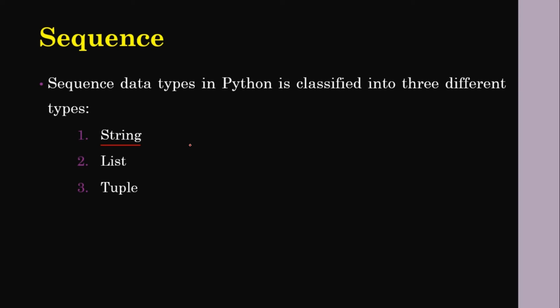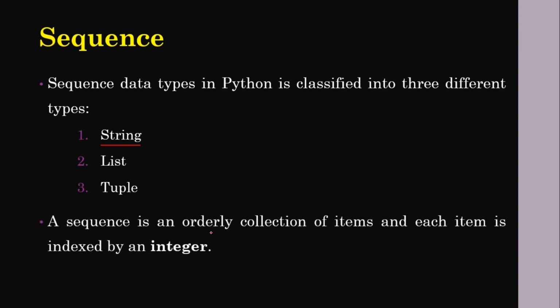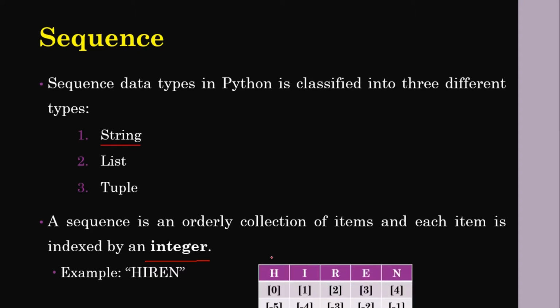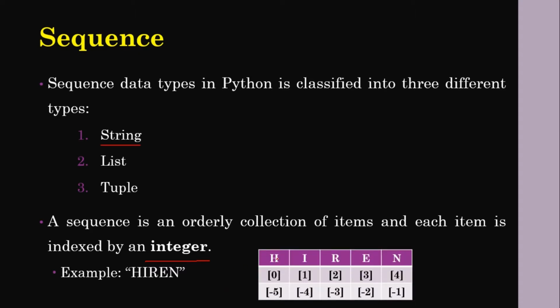But before that, let's see what a sequence is. A sequence is an orderly collection of items, and each item is indexed by an integer. Let me give you one example of a string sequence. Here we have an example of a string sequence. This is my name, which is mentioned in double quotes, and in Python it is represented by index integers. It can be positive or negative, just like this.